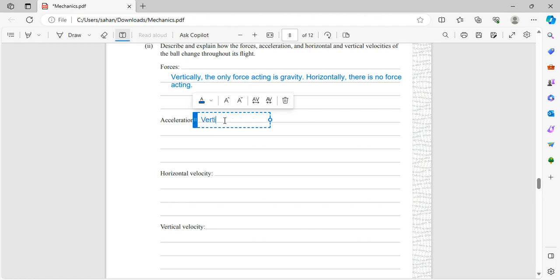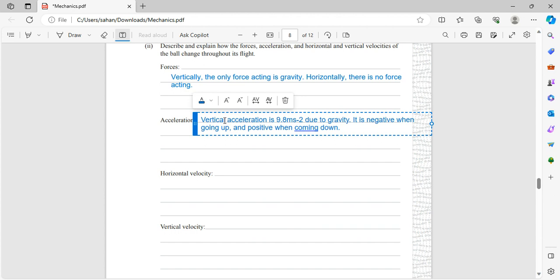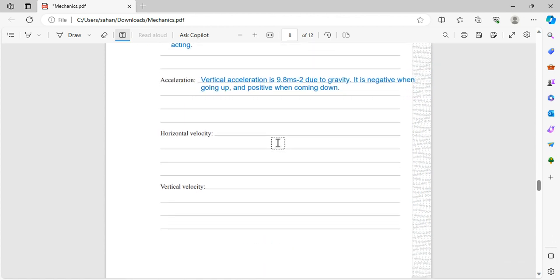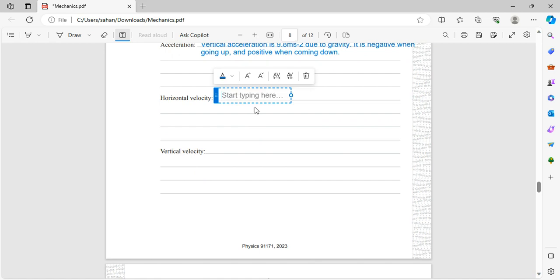Acceleration. So, vertical acceleration is 9.8 meters per second due to gravity. It is negative when going up and positive when coming down. And then you could also talk about how it's against gravity when it's going up, and that's why it's negative, and positive when it's coming down because it's coming down with gravity. But yep. And then horizontal velocity.